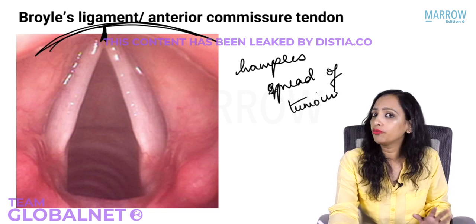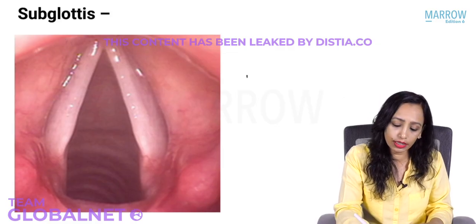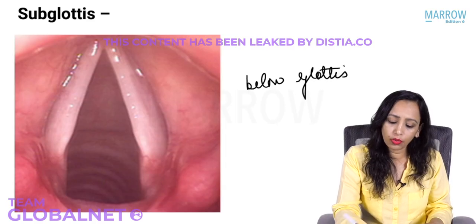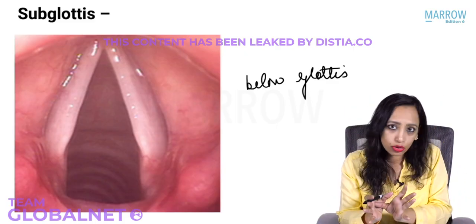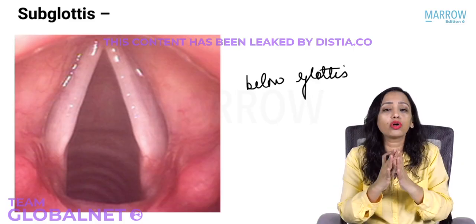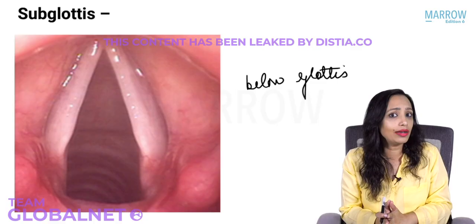Now, below the level of the true vocal cord, everything is known as the subglottis. So, subglottis is below the glottis. So now when we made the beautiful laryngeal structure, we also divided it into 3 sides, and we also saw what are the subsides of each of the sides of the larynx.